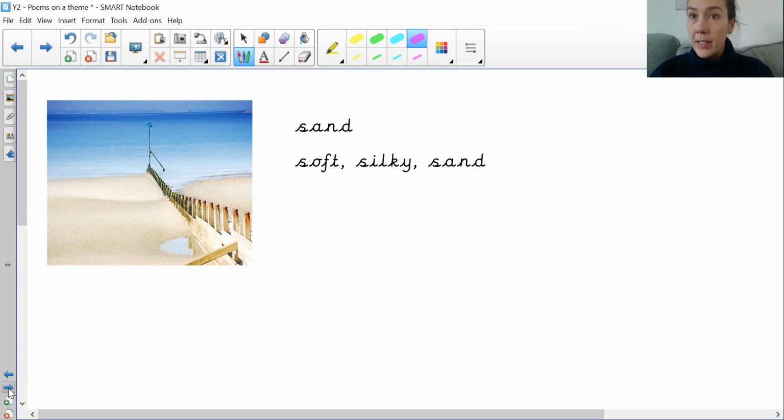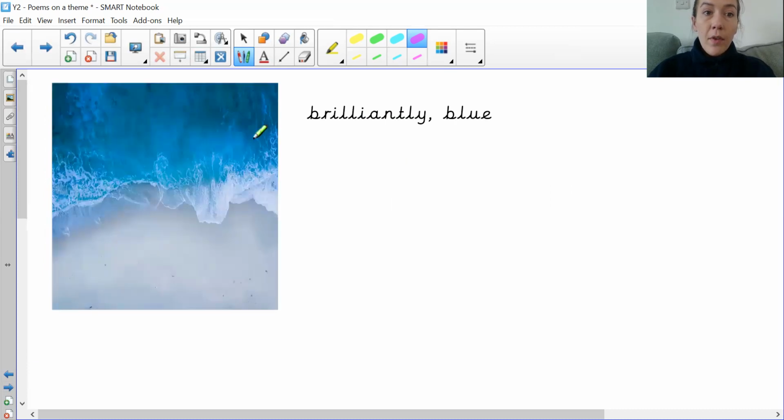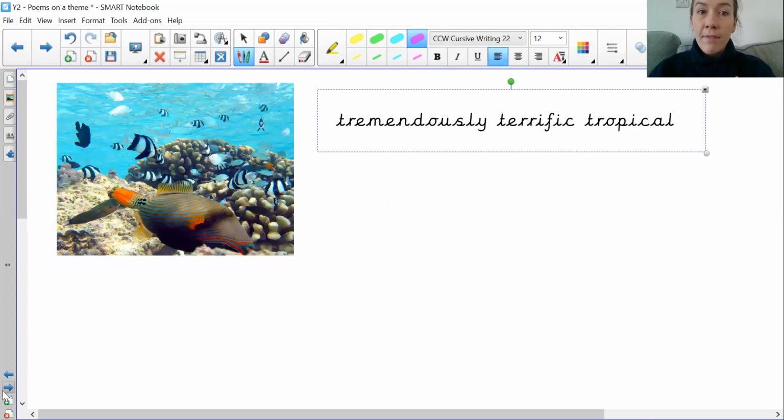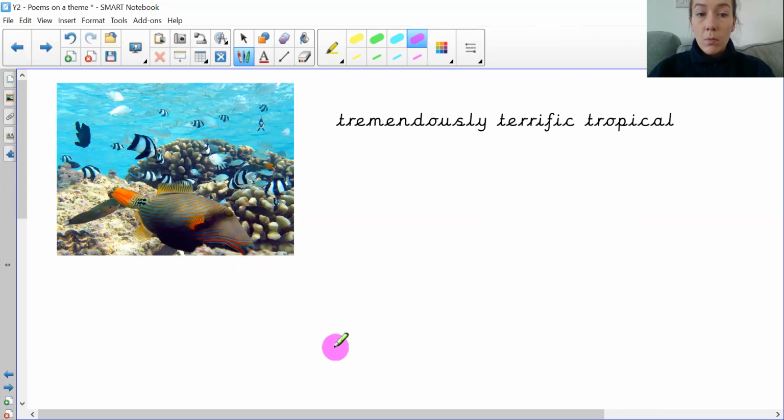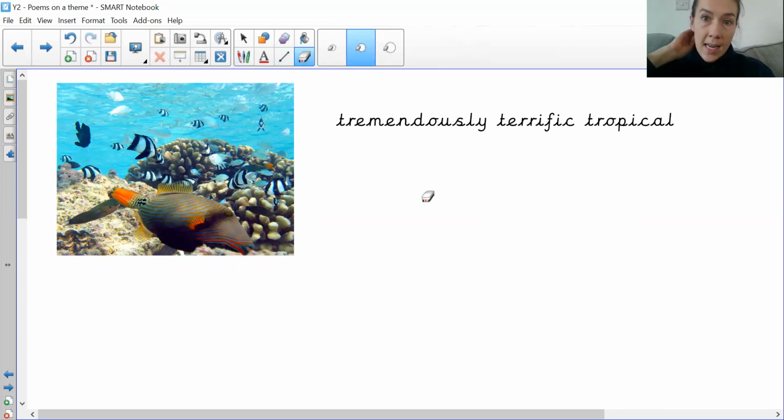Just go through a couple more examples before I go. We've got the sea, so brilliantly blue, and try and incorporate that within a sentence as well. And then finally, continuing with our seaside theme, I've got some tropical fish. I've got tremendously, terrific, tropical. Sometimes a bit of a tongue twister doing alliteration, but just have some fun with it, everybody.